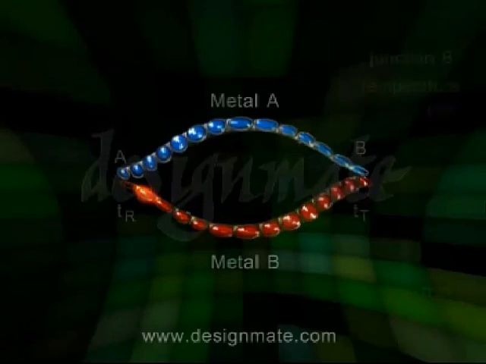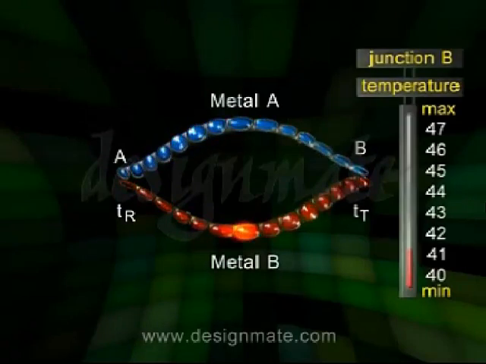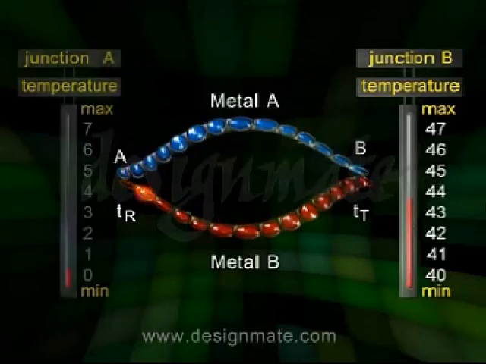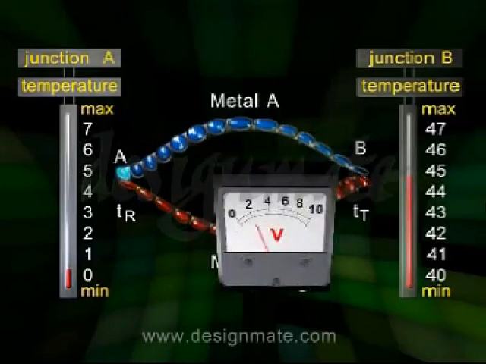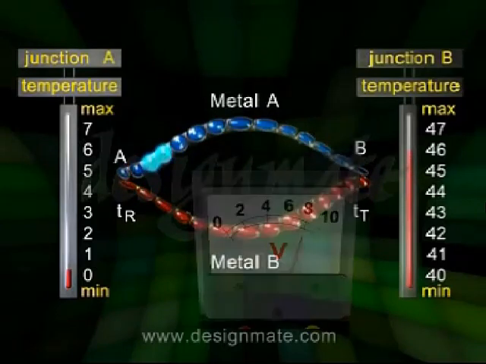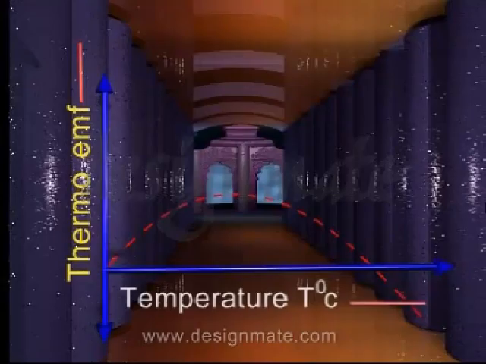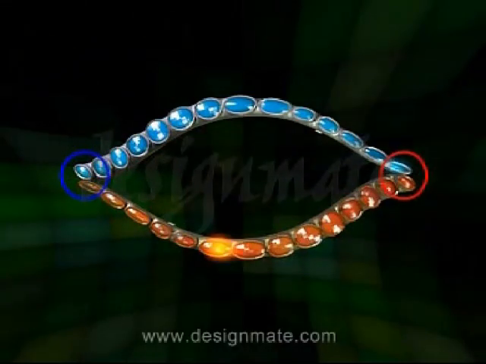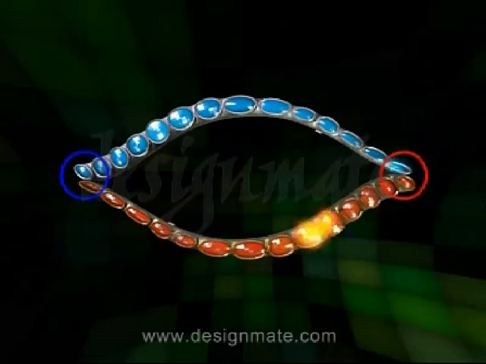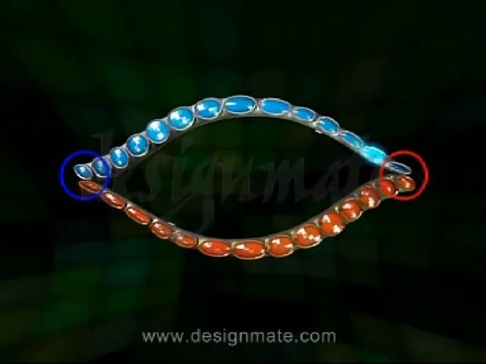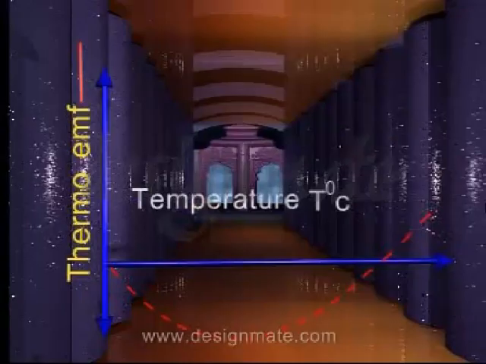When the temperature of the test junction is varied, keeping the reference junction temperature fixed at 0 degrees Celsius, different values of thermo EMF are obtained. When these values are plotted against the test junction temperatures, a parabolic graph is obtained. Depending upon the metals used for forming the thermocouples, the parabolic graph can also appear inverted.